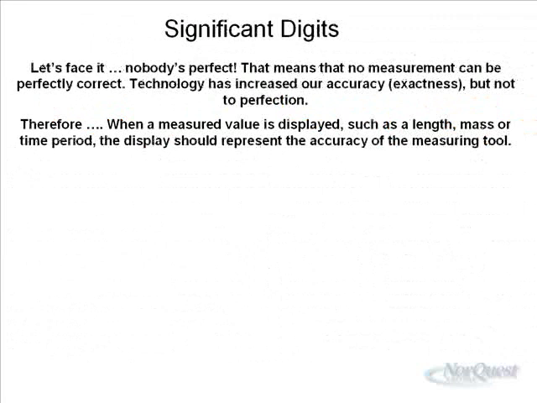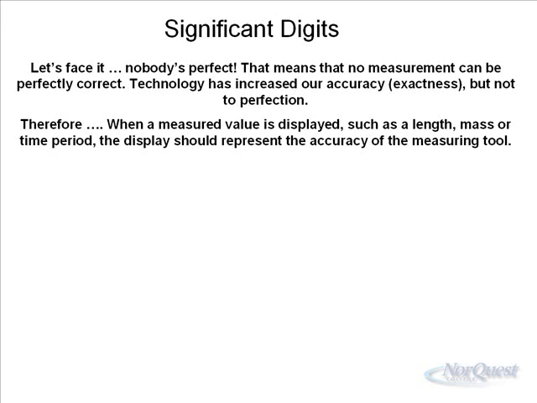So the next topic is significant digits, and let's face it, nobody's perfect. I'm not perfect. You're not perfect. That means that no measurement can be perfectly correct. Technology has increased our accuracy, but not to perfection.